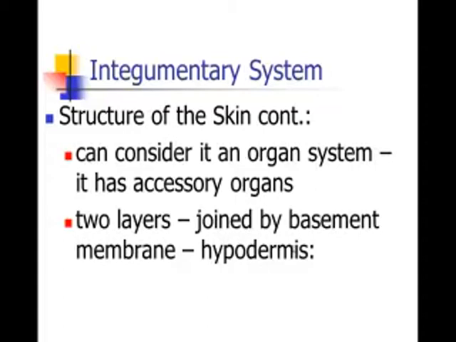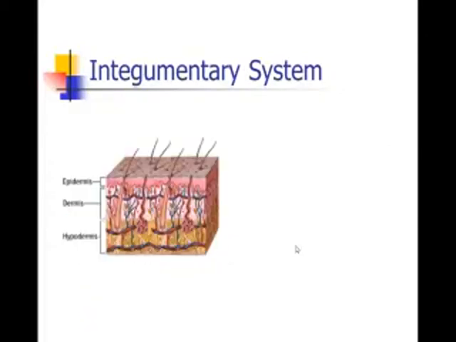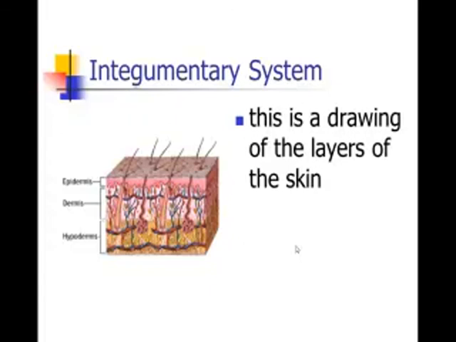There are two layers, and those are joined by the hypodermis, which is a basement membrane. The two layers are the epidermis and the dermis. So here we have a drawing of the layers of skin, and the hypodermis is mostly loose connective tissue, but you can see the epidermis and dermis and how they're associated. You can see that there are these extensions of the dermis up into the epidermis, and we'll be talking about those.